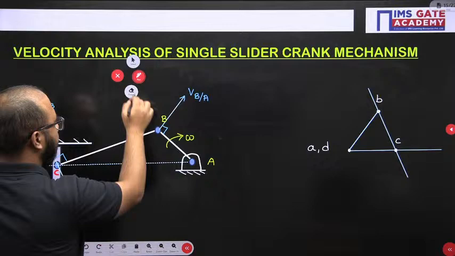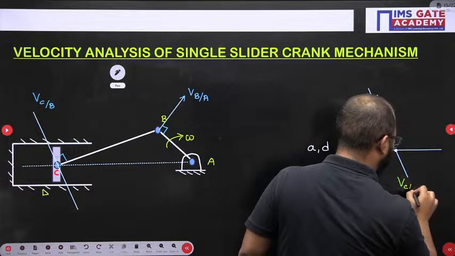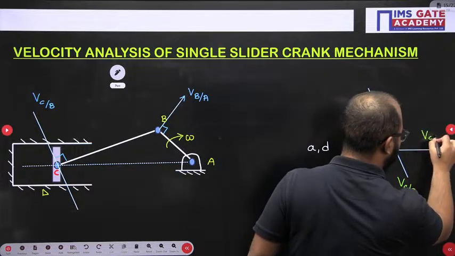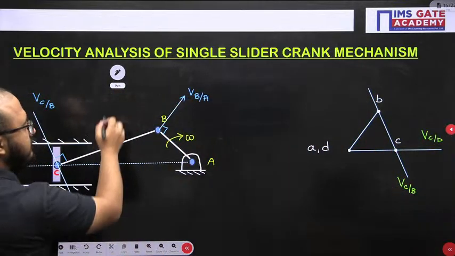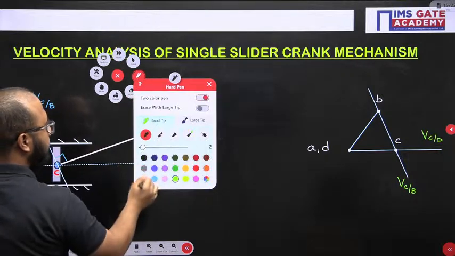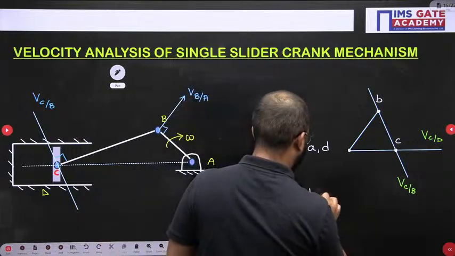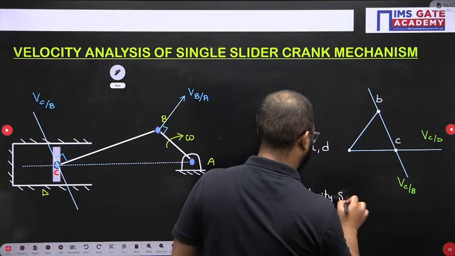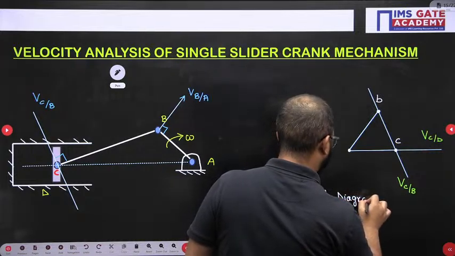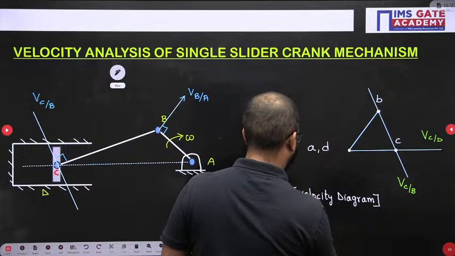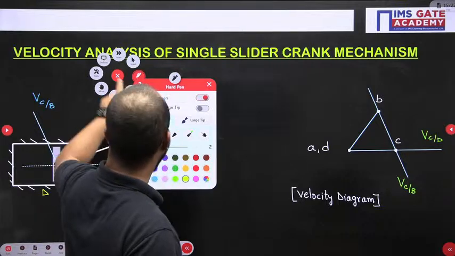Now let us mention all the velocity vectors here. This was the velocity vector of C with respect to B. This was the velocity vector of C with respect to D. So the intersecting point will be C. So this is the velocity diagram of a single slider crank mechanism. Done. And we will mention the velocity names also.